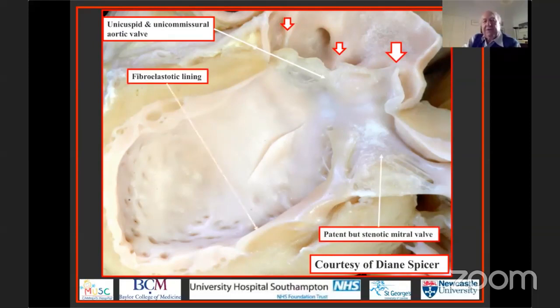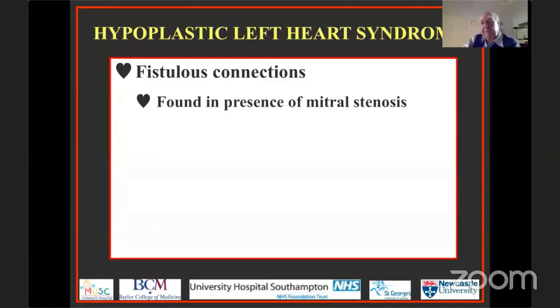And in this instance, the left ventricle is quite large, but it has its fibroelastotic lining. And for my money, despite the fact that we have the unicommissural and unicuspid aortic valve, I would put this firmly into the ballpark of the hypoplastic left heart syndrome, combined aortic and mitral stenosis.